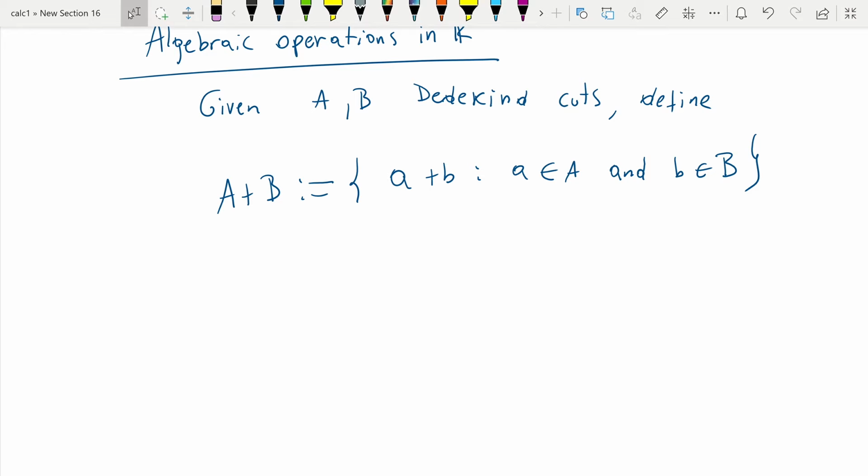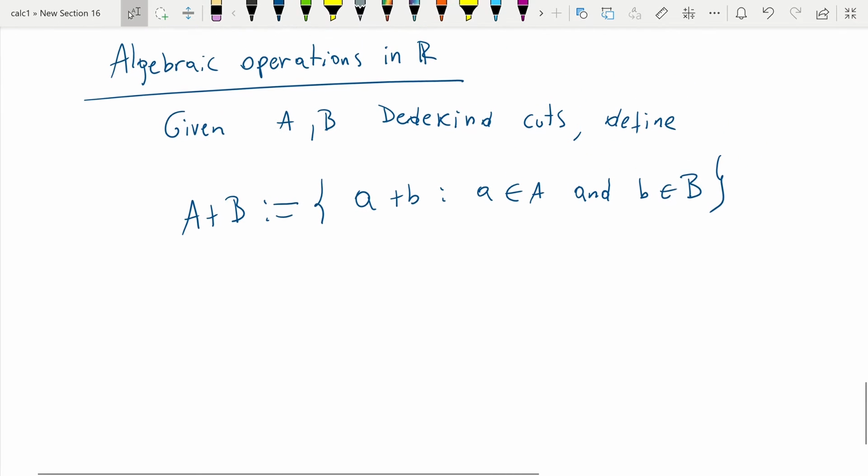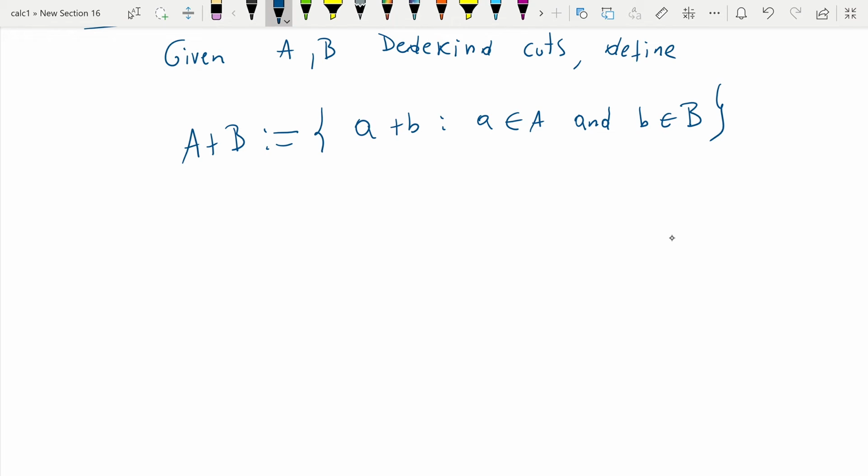In order to be well defined, this is well defined as a set, but we need that A plus B, which is a set, is also a Dedekind cut. We want to add Dedekind cuts and obtain new Dedekind cuts. So in the book, actually, it gives a proof of the property C2.